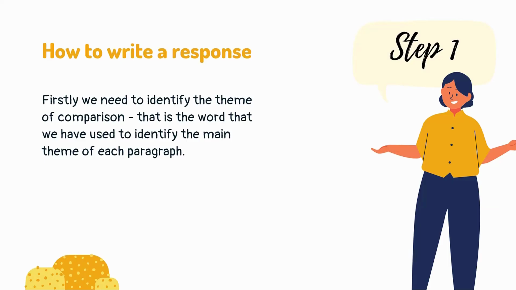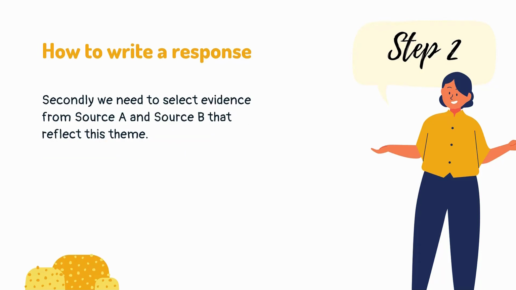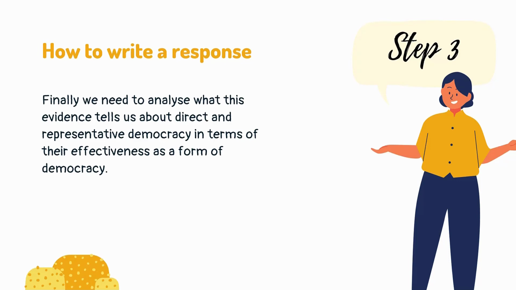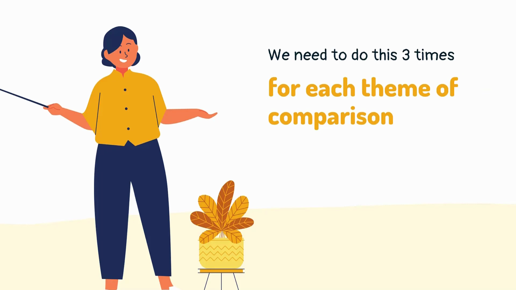So our first step is that we need to identify the theme of comparison. That is the word that we've used to identify the main theme of each paragraph. Then we need to select evidence from source A and then source B that reflect this theme. These were the points that we've already highlighted. And finally, we need to analyse what this evidence tells us about direct democracy and representative democracy in terms of their effectiveness as forms of democracy. We need to follow this structure 3 times for each point of comparison.